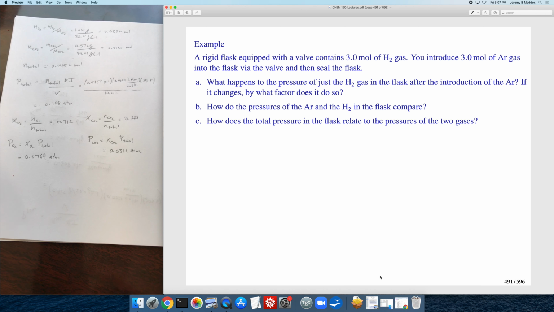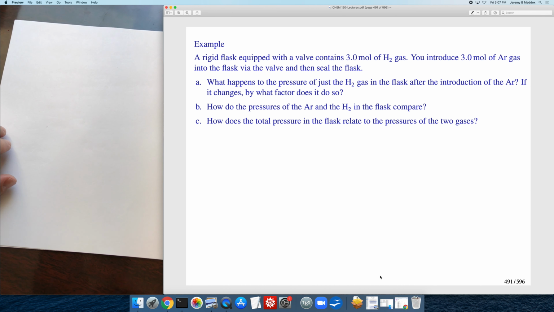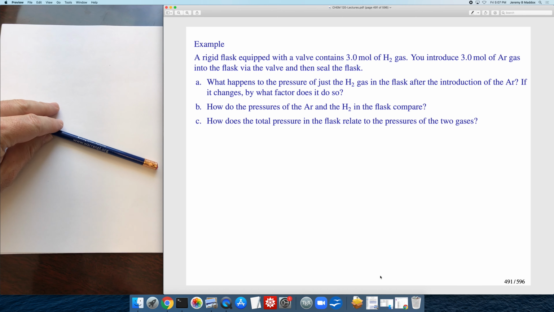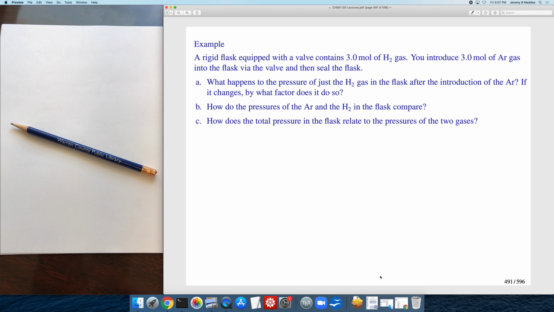Let's talk about this conceptual question here. Okay, so we have a rigid flask that's equipped with a valve, and it contains 3 moles of hydrogen gas. And what we're going to do next is introduce 3 moles of argon gas, and then seal the flask up again. What happens to the pressure of just the H2 gas as we introduce the argon? If it changes, by what factor does it change?